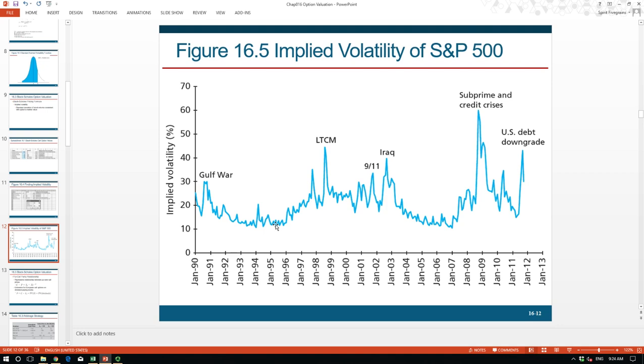We can look at implied volatilities of the market index. And when the market is going through a difficult time or a crisis, you see a spike of implied volatilities.